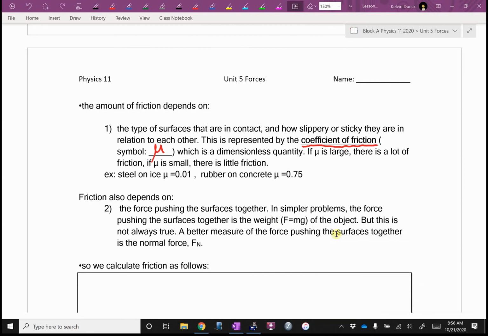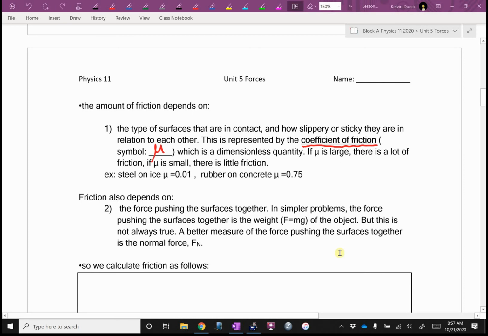So I wrote here, it depends on the force pushing the surfaces together. And Aiden, you're right. In simpler problems, the force pushing the surfaces together is the weight, is the mg of the object. But this is not always true. I want to be able to explain why I can make it easier or harder to slide something by lifting up or pushing down on it. And yeah, it's the normal force.